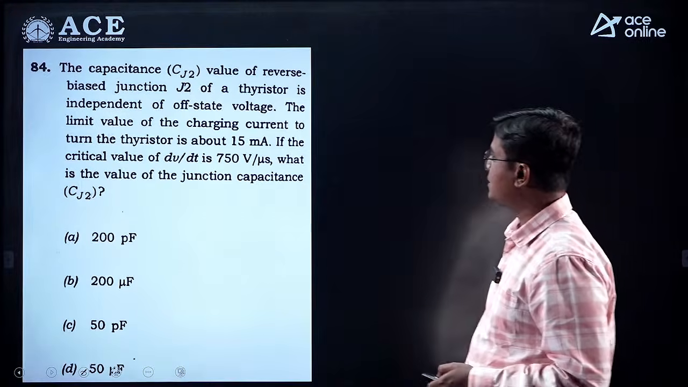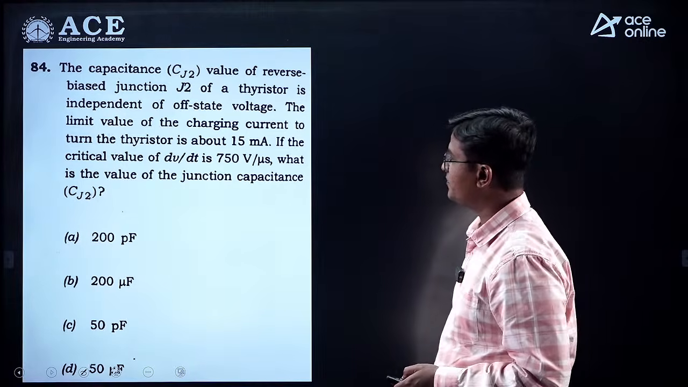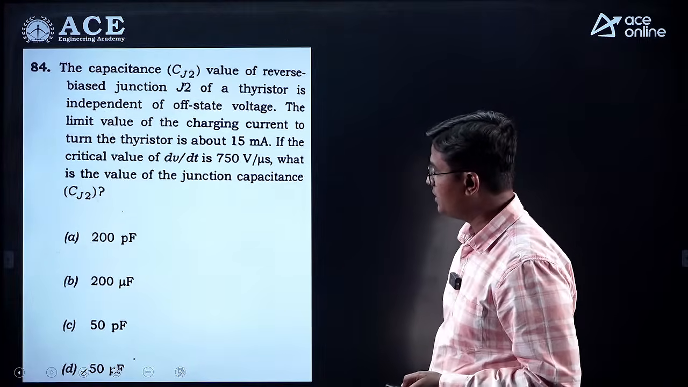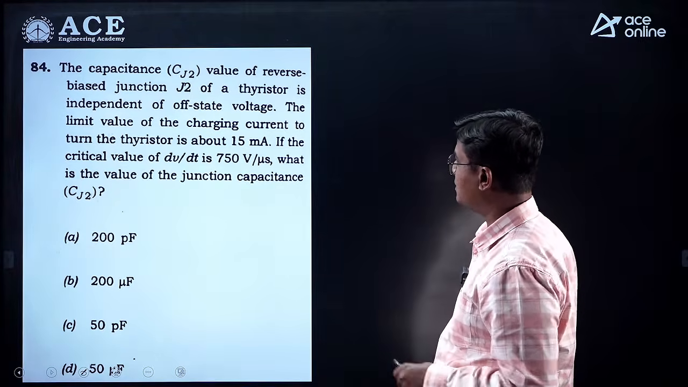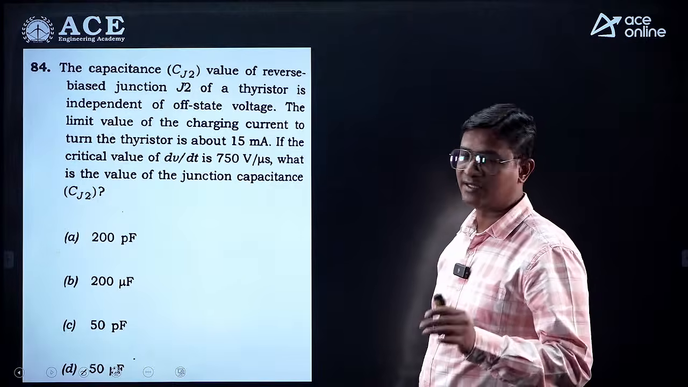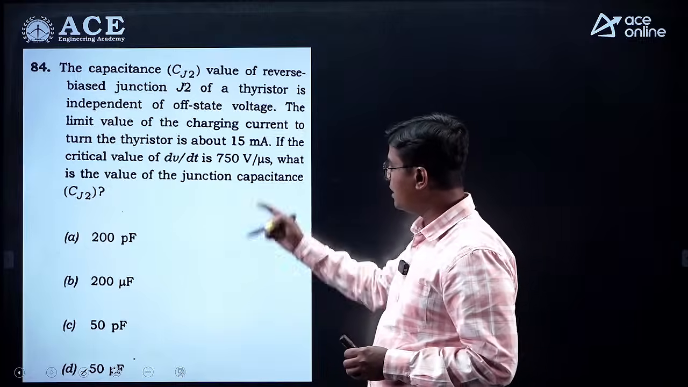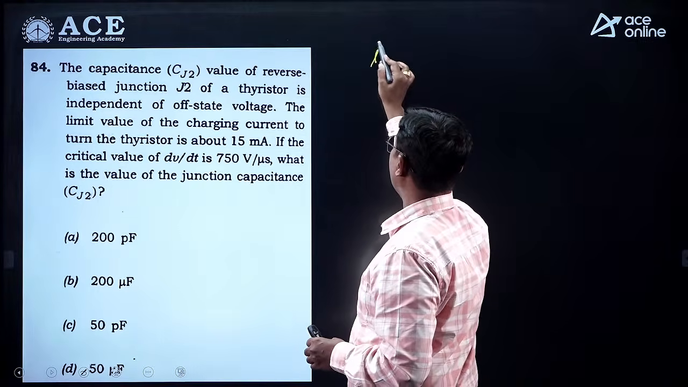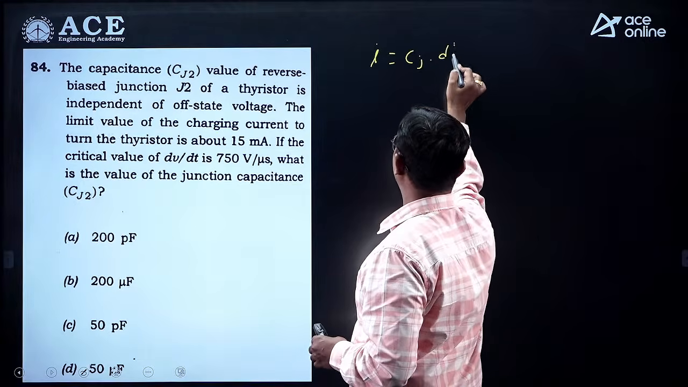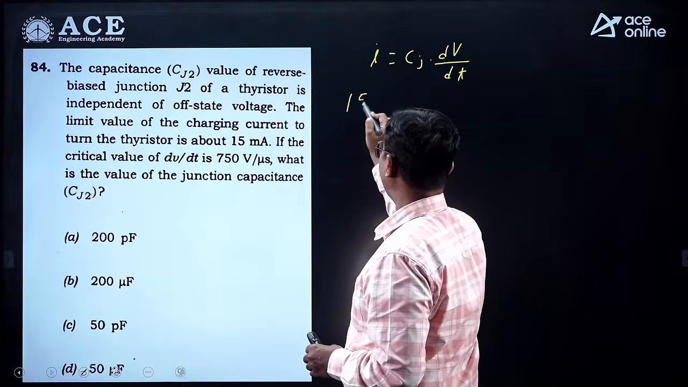Fine. Next. The capacitance CJ2 of the reverse-biased junction J2 of a thyristor is independent of the off-state voltage. The limit value of the charging current to turn on the thyristor is about 15 milliampere. If the critical value is given, what is the value of the junction capacitance? Simply use I equals Cj into dV by dt. Now what is the current value? 15 milliampere.